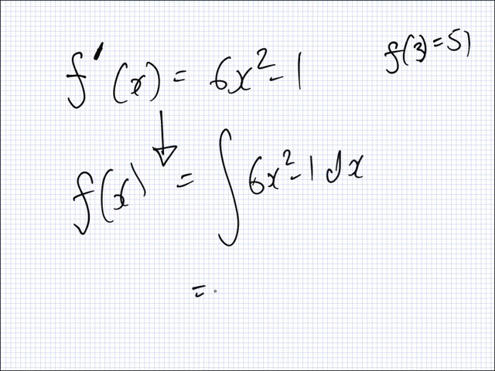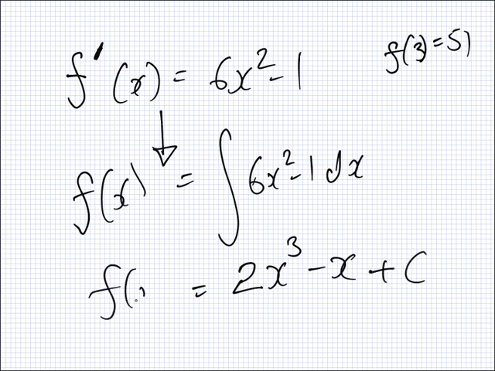So what do I get here? 6x cubed over 3, which becomes 2x cubed, because it's 6 over 3. And then minus 1 becomes? Minus x. Yeah, and then? Plus c. Now, this is normally where we would stop. But in this question, we can continue. I can figure out the c. How?